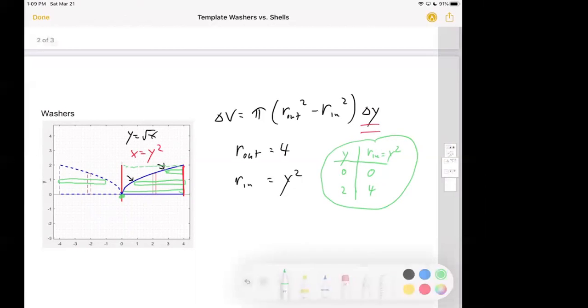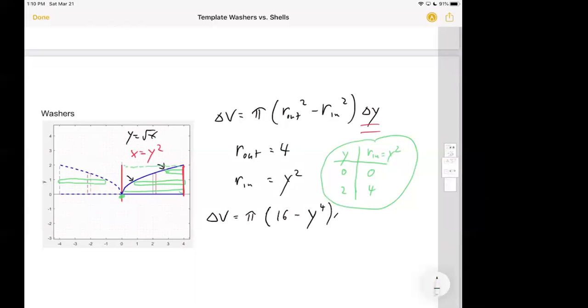So now I can fill in my volume element. I'm sorry, not the volume integral, but the volume element. Delta V is equal to pi, and I'm going to have the outer radius squared first, so I'll write that that's 16, minus the inner radius squared. Now be careful. The inner radius is y squared, so when we square it, that is y to the 4th, times delta y.